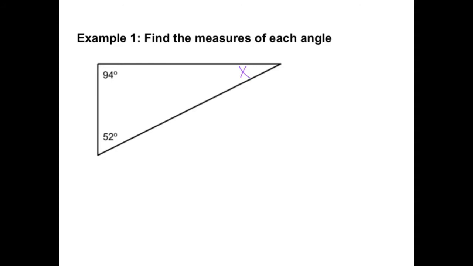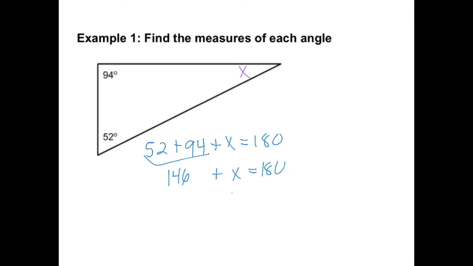So because all three of these angles add to equal 180 degrees, we can set up this equation, simplify it by adding the two angles that we know, and then subtracting that value from 180 to solve for x. So x equals 34 degrees.